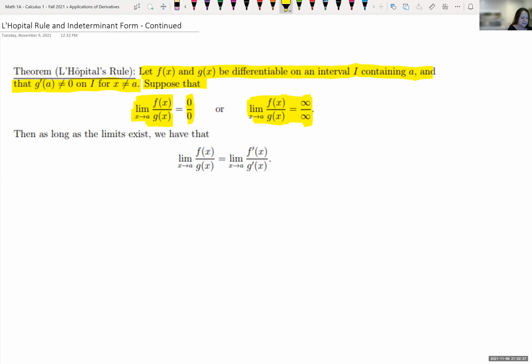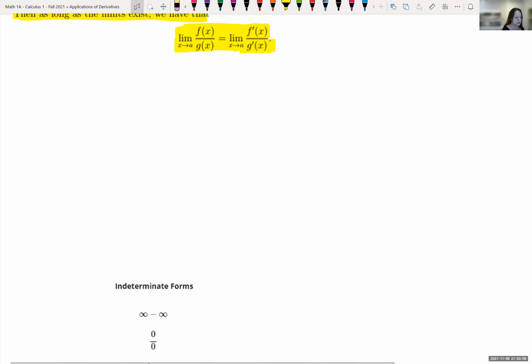If that's the case, then we can use L'Hopital's rule that says this is the same thing as looking at the limit as x approaches a of the derivative of the numerator divided by the derivative of the denominator. And so we were using this rule to help us find limits that gave us that indeterminate form. The thing is that not all the indeterminate forms are in that form of 0 over 0 or infinity over infinity. So we may have some indeterminate forms that look like the following.